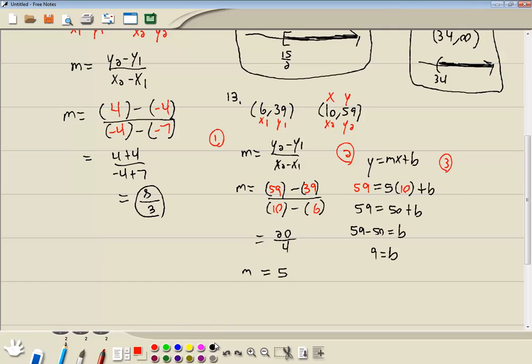Step 3. We want to write our answer down. Our answer is going to be y is equal to mx plus b. So we're going to plug in the m we found in step 1, which is 5. We're going to plug in the b we found in step 2, which is 9. So y is equal to 5x plus 9 is our answer.